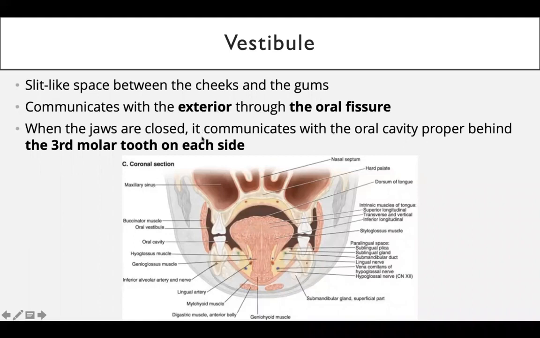And when the jaws are closed, it communicates with the oral cavity proper behind the third molar tooth on each side. For example, previously we went anterior to the lips, right? If you go posteriorly, when your jaws are closed, the vestibule connects to the oral cavity proper, which is above the tongue and behind this area. So basically, when you close your mouth, a cavity is formed, right? The cavity anterior to the pharynx, anterior to the oropharyngeal isthmus, is the oral cavity proper.